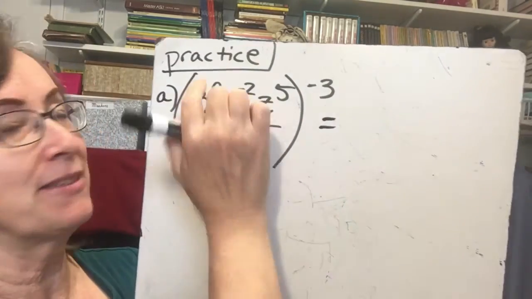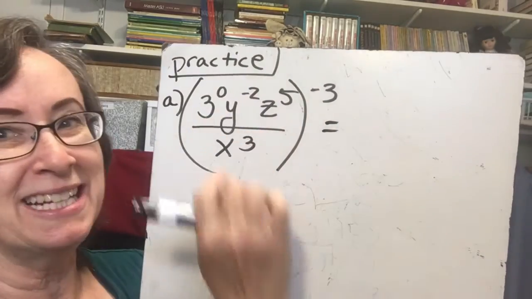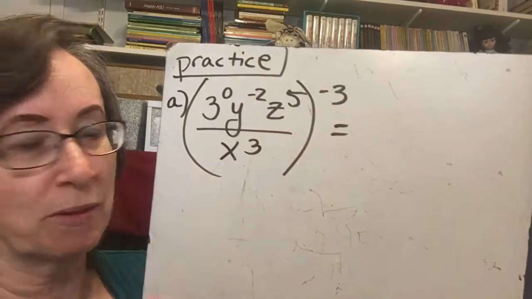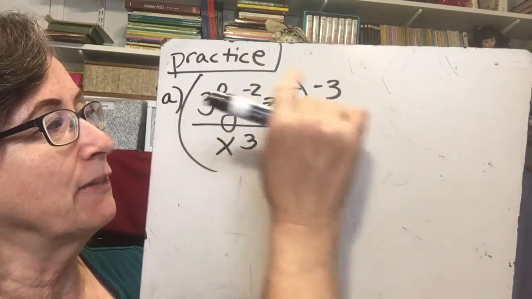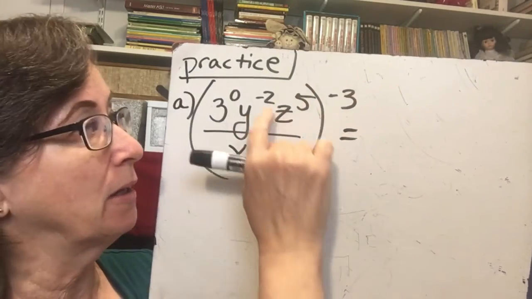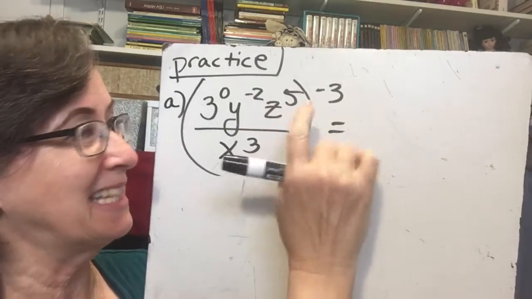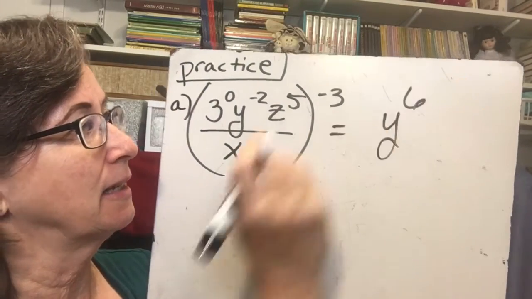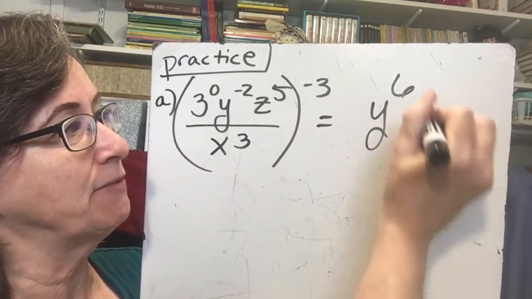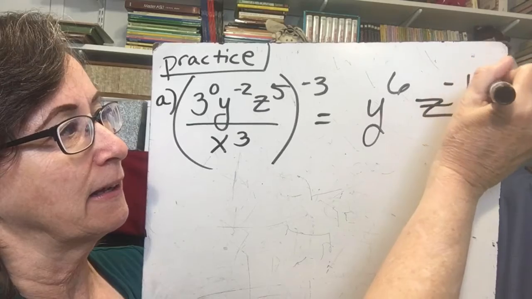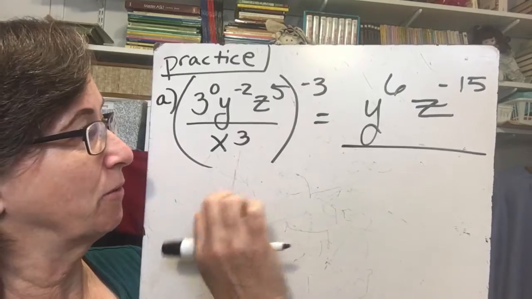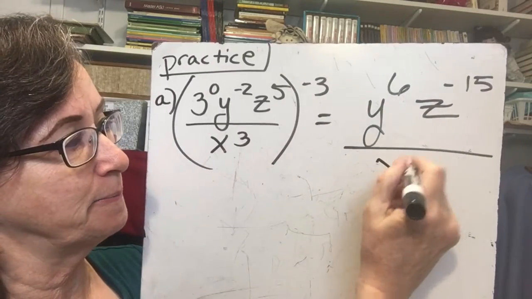Hopefully you did that. 3 to the 0 is 1. So we have 1 to the negative 3, and 1 to any power, we just don't have to mess with it. It's gone. So y to the negative 2 raised to the negative third. Power raised to a power: negative 2 times negative 3 is 6. So we get y to the 6th. z to the 5 raised to the negative third. 5 times negative 3 is negative 15. And then x to the third raised to the negative 3 is x to the negative 9.